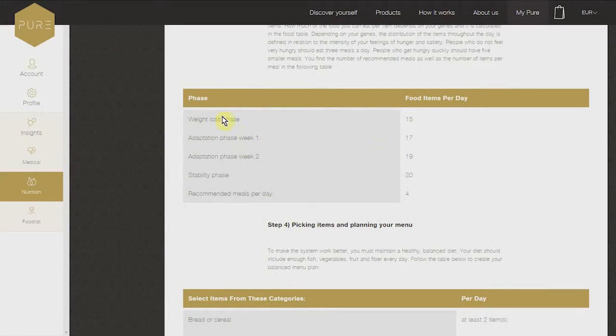And then adaptation phase, week 1 you eat a little more, next week you eat even more, and the stability phase is 20 food items, which essentially is the amount of calories you should then eat to maintain your weight. And again, this is the recommendation of how many meals you should eat per day. So if you want to maintain your weight, then you start with 20 food items per day, or if you want to lose weight, you start with 15 going up. Now again, these numbers might be different for you, so this is all very variable.